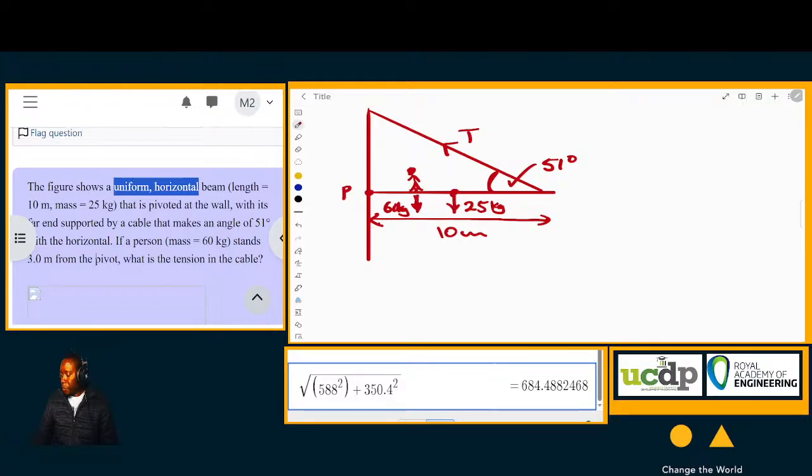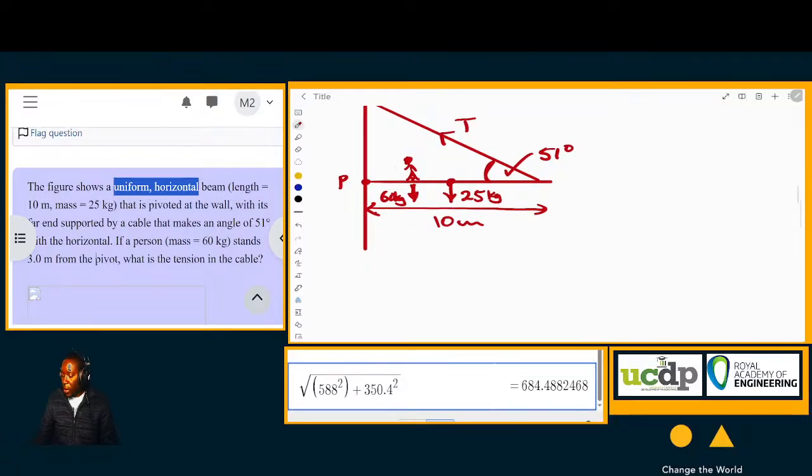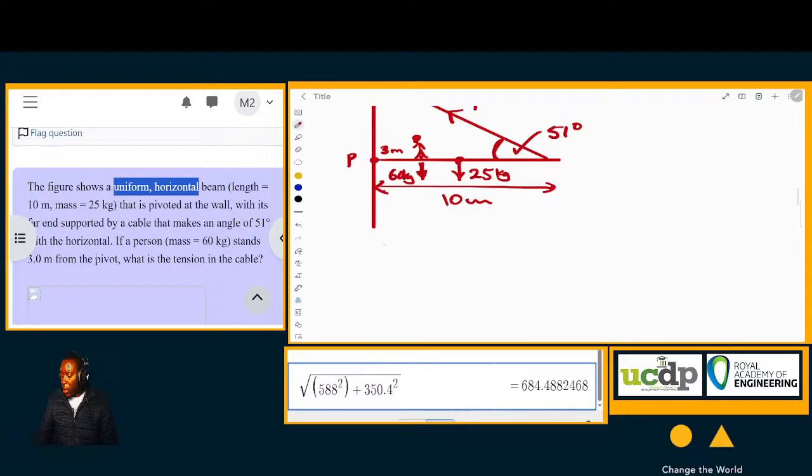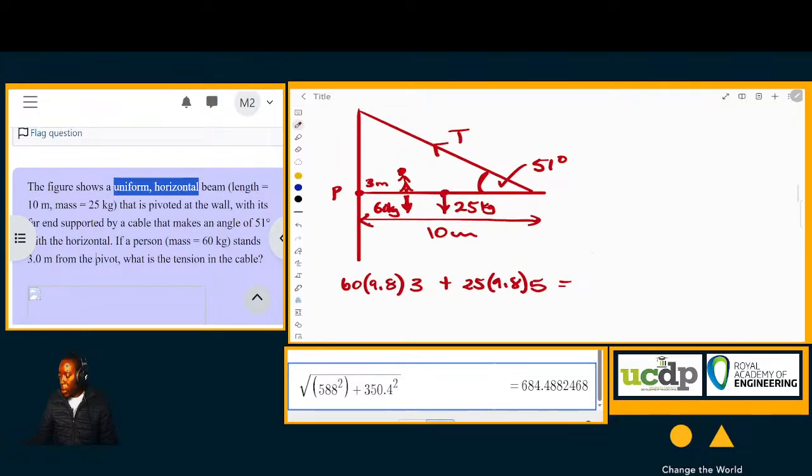Okay. So what does that mean? If this is 3 meters, it means if we take clockwise moments, it will be 60 times 9.8. Remember, it's a force, the weight acting 3 meters from the pivot, plus the 25 multiplied by 9.8, which is the weight acting 5 meters from the pivot, should be equal to the tension sine 51.